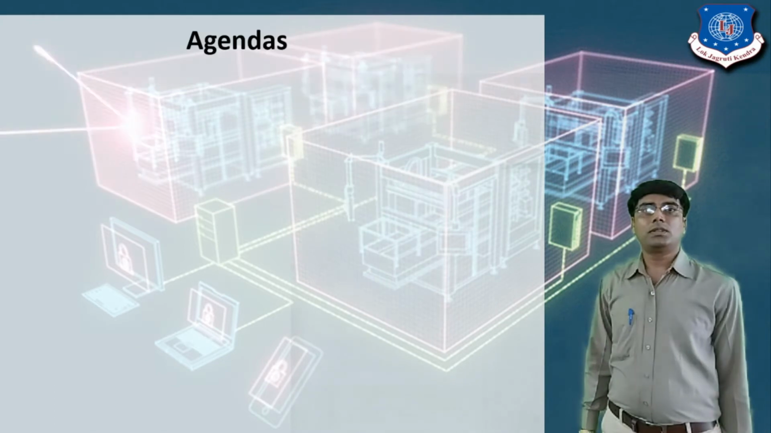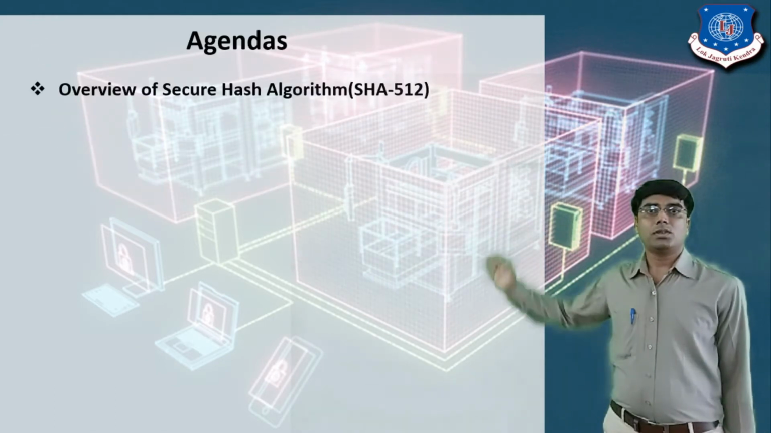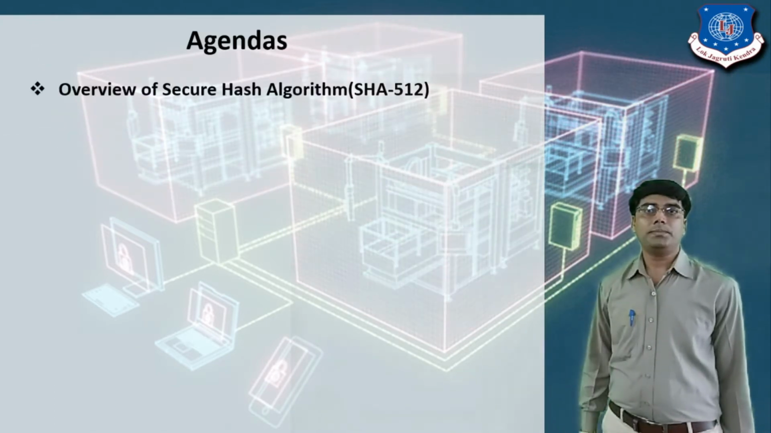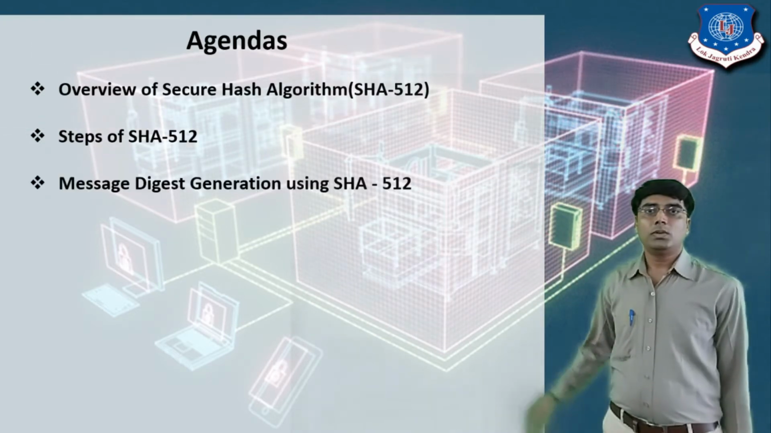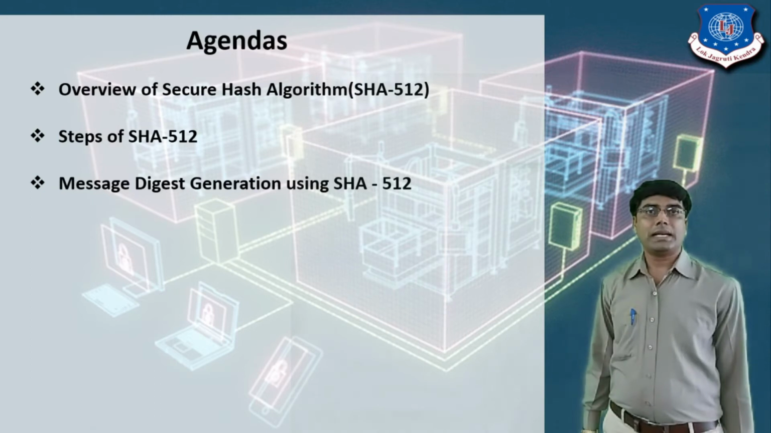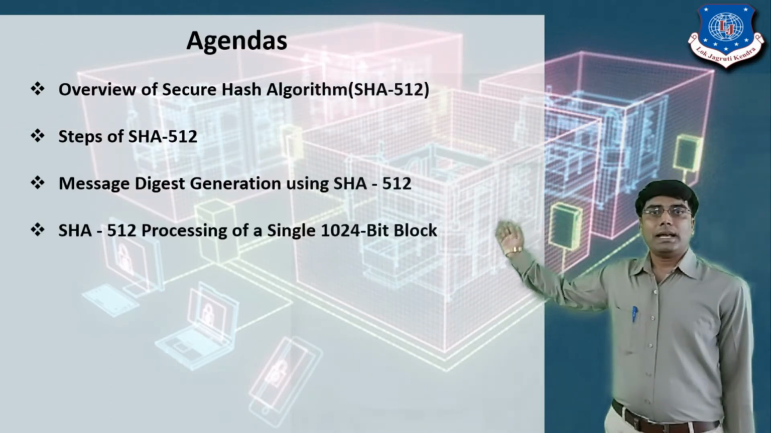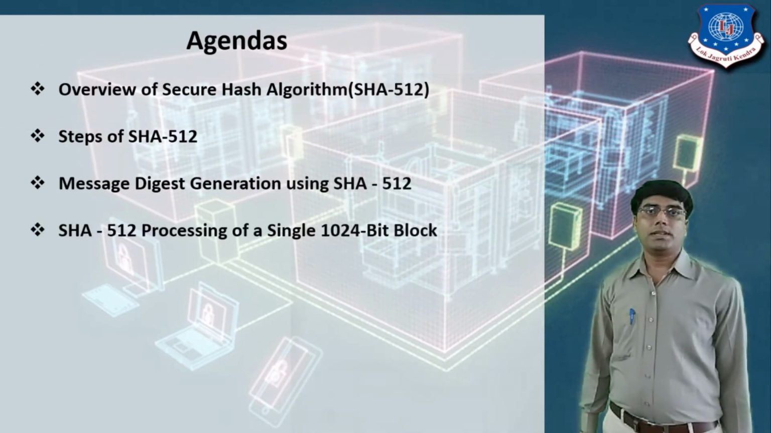So let's start with today's agenda. The first is an overview of the secure hash algorithm, then the steps of SHA-512, message digest generation using SHA-512, and the last is SHA-512 processing of a single 1024-bit block.